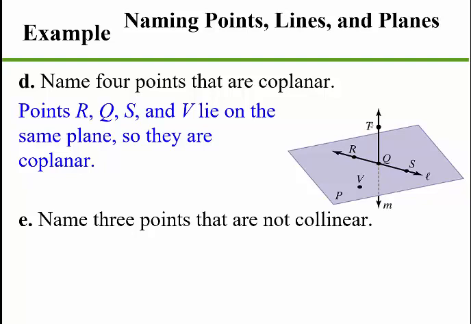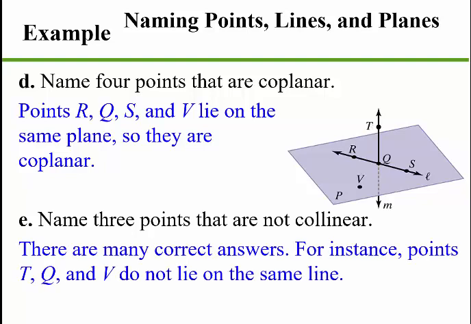All right, next, let's name 3 points that are not coplanar. All right, so think about this. 3 points that are not coplanar. All right, there are many correct answers. For instance, the points T, Q, and V do not fall on the same line, so they are not collinear. Excuse me, I think I might have said coplanar. So they are not collinear. Another one that's not collinear: T, Q, and S are not collinear. V, Q, and S are not collinear, and so on. So things that do not fall on the same line.